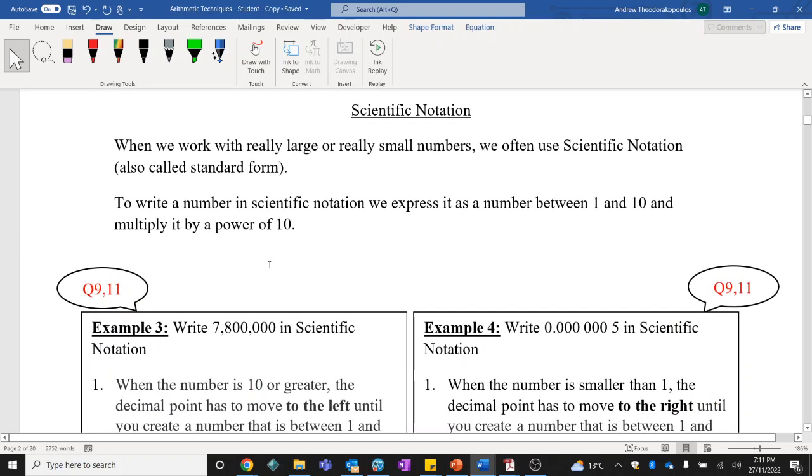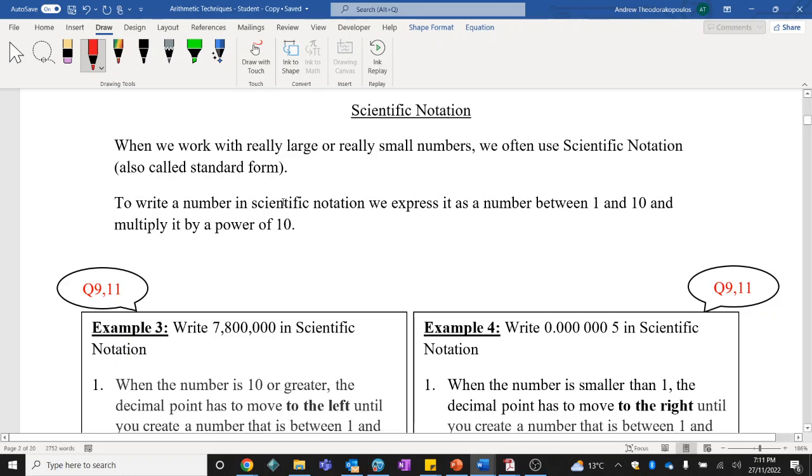But let's now move into something that's new for you guys, which is called scientific notation. So when we work with really large or really small numbers, often we use scientific notation to help us keep it short and condensed. So sometimes on your calculator, you'll see that you get these really weird symbols when you have a really big number. This is what we're going to try and understand.